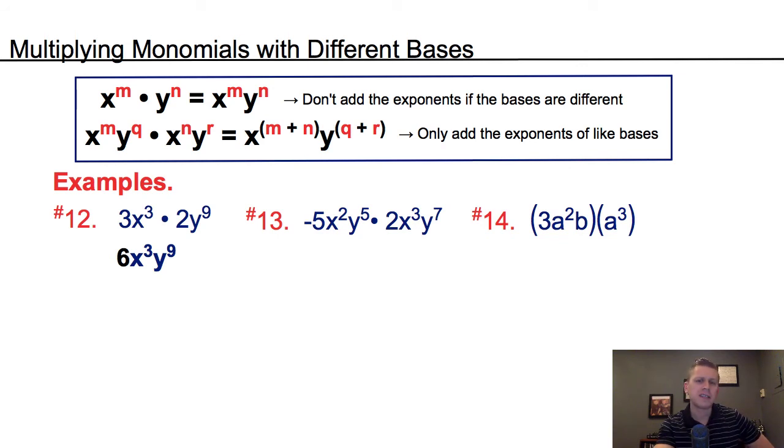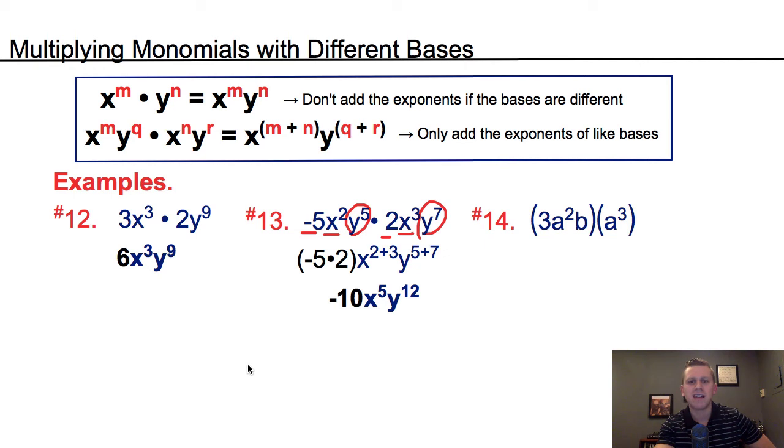When I look at number 13, I'm going to follow the same process. I'm only going to add the exponents for ones that have the same bases. So when I multiply x squared and x cubed, I can add 2 plus 3. And when I multiply y to the 5th times y to the 7th, I can add those and get y to the 12th. Should I add negative 5 and 2? What do you think? Well, the answer is no. These are just coefficients, so those get multiplied. So I'm going to multiply negative 5 times 2, get negative 10. Add the powers for the like bases. 2 plus 3 is 5. 5 plus 7 is 12. And I get a final answer of negative 10, x to the 5th, y to the 12th.